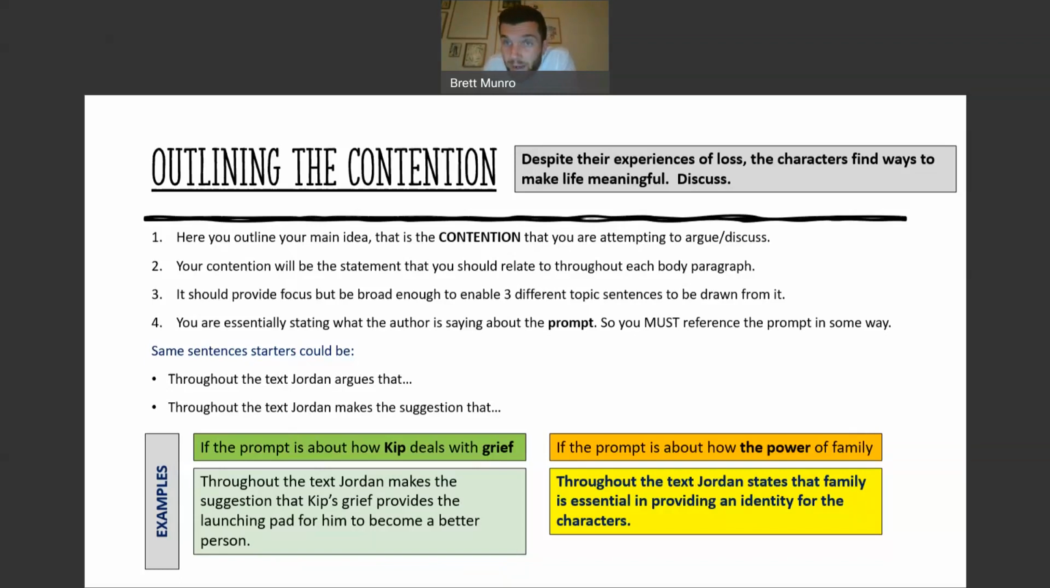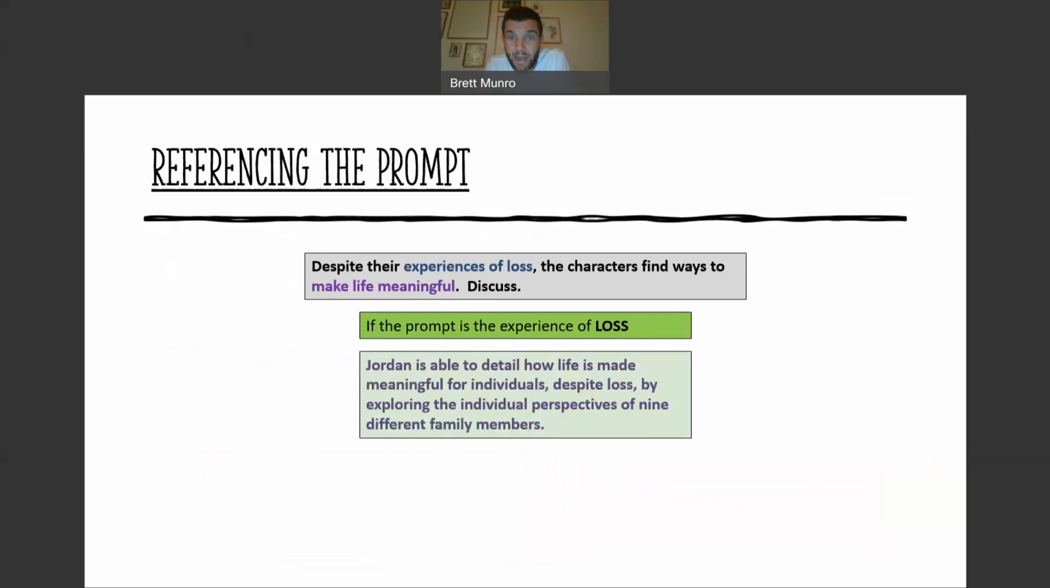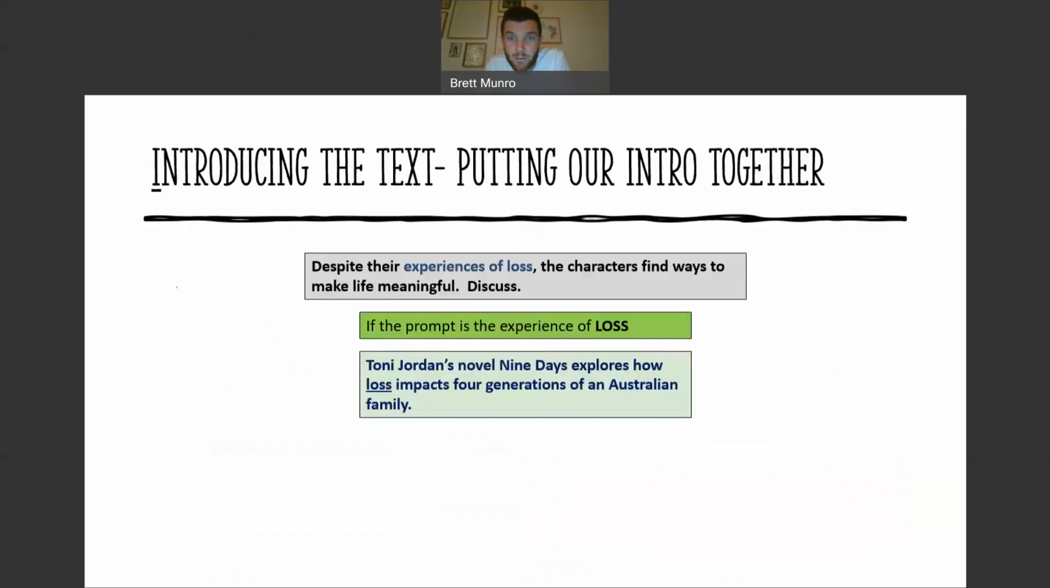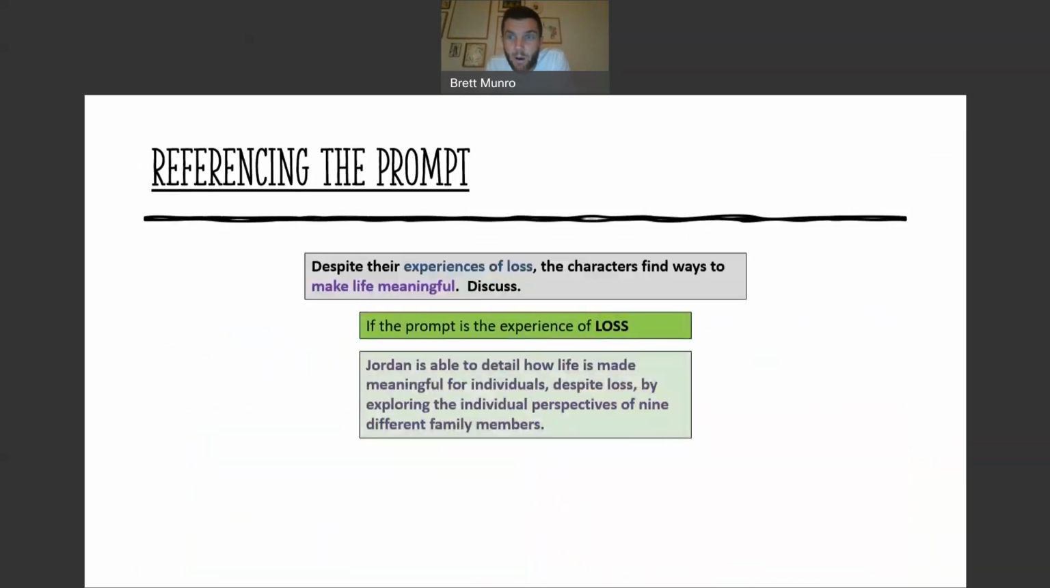So how would we go about writing a contention for our target prompt? Again, despite their experience of loss, the characters find ways to make life meaningful. Now remember, we've established already that this prompt is about an exploration of loss across the generations of the Westerways and how, despite that loss, the characters make life meaningful.